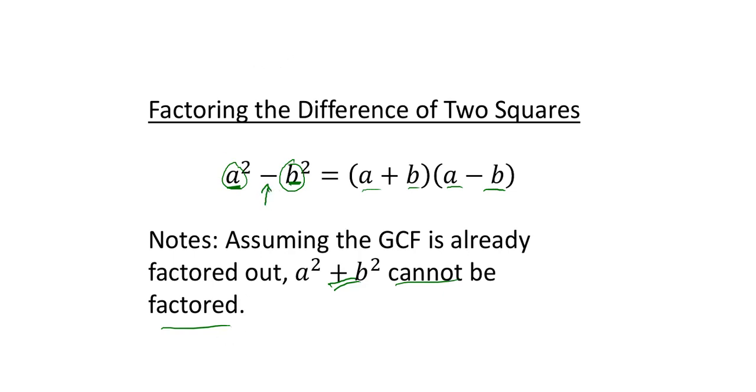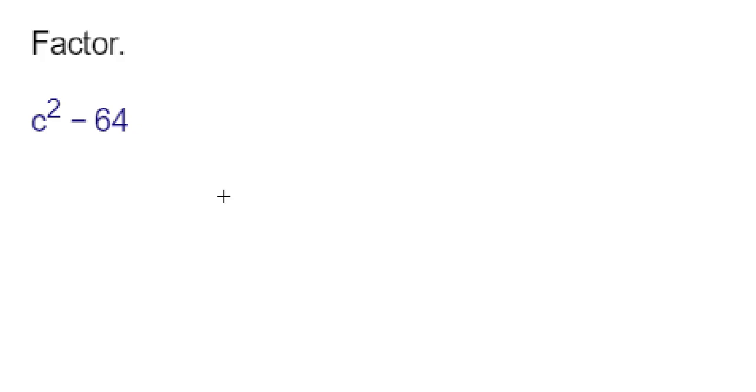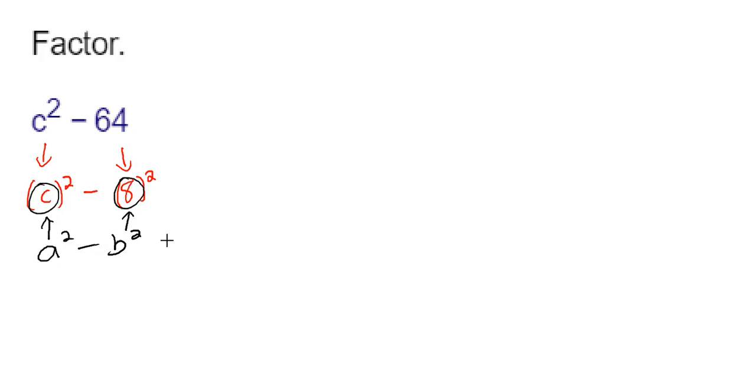All right, so let's look at some examples. We have c squared minus 64. So there's only 2 terms. There's no middle term for me to check. And the first term is already just something squared. It's c being squared. Minus the second term is 64, which I can write as 8 squared. And so this fits perfectly into my formula of a squared minus b squared. Right? Instead of a, I have c being squared. And instead of b, I have 8 being squared.